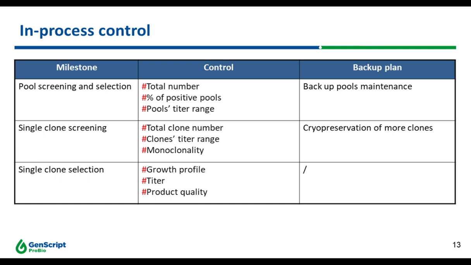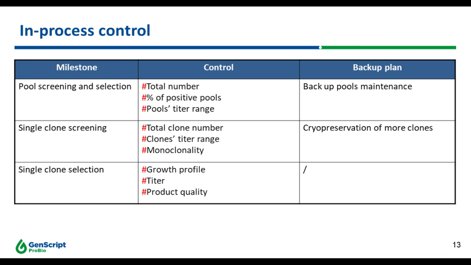In-process control has 3 major milestones: pool screening and selection, single clone screening, and single clone selection. For the pool screening and selection, you control the total number of clones. The higher the number, the higher the probability to get your top clones. The higher the positive pool, the much better chance you have of getting a higher titer.